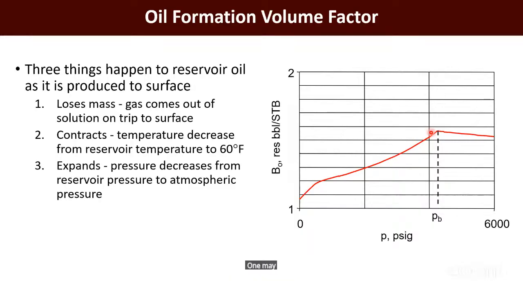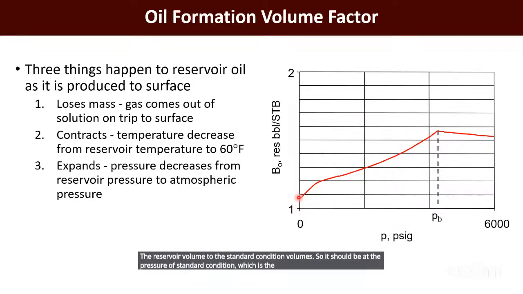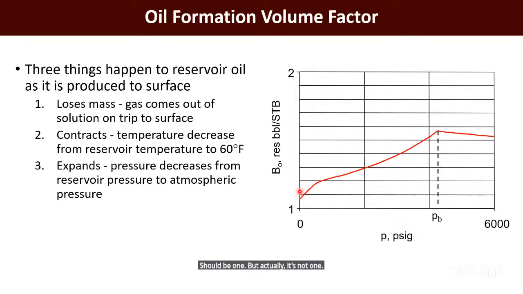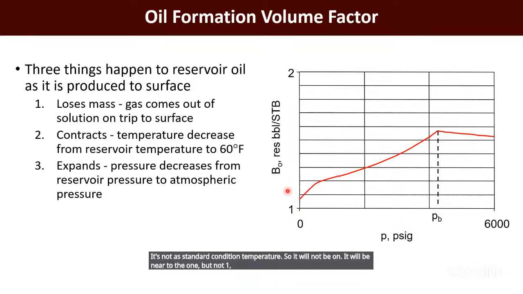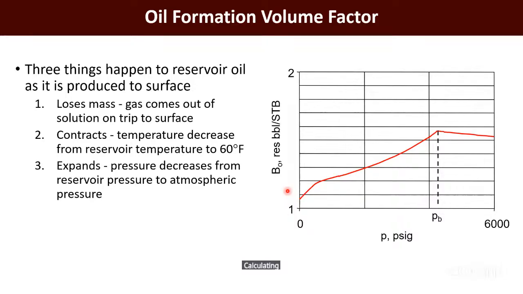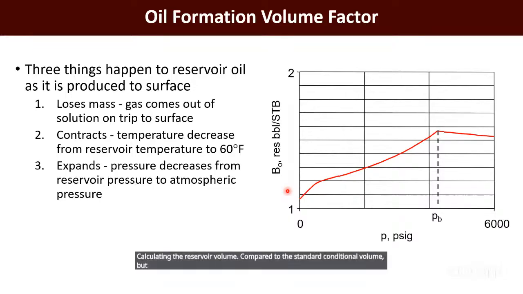One may ask a question: if you are comparing the reservoir volume to the standard condition volumes, it should be at the pressure of standard condition, which is 14.7 psi and 60 degrees Fahrenheit, so it should be 1. But actually, it's not 1. The reason is that it's at the reservoir temperature, not at standard condition temperature. So it will be near 1, but not 1, because we are calculating the reservoir volume compared to the standard condition volume, but at the reservoir temperature.